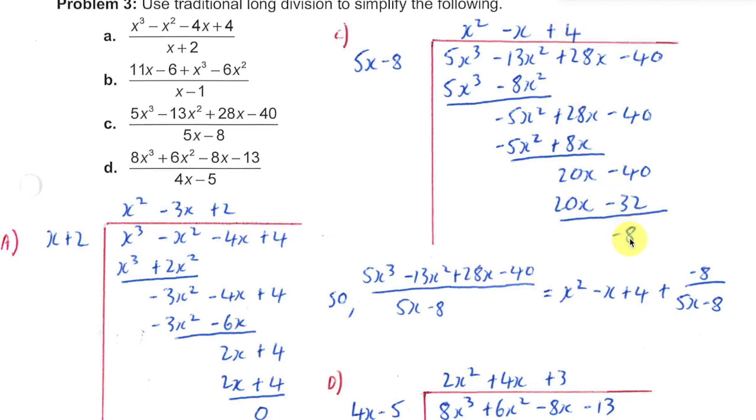So what does it tell me overall? Here's the cubic, here's the linear. It's exactly equal to the quadratic x squared take x plus 4 plus negative 8 over 5x minus 8.